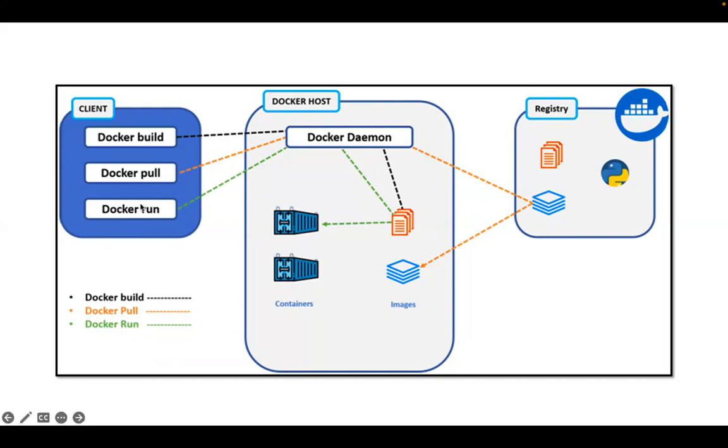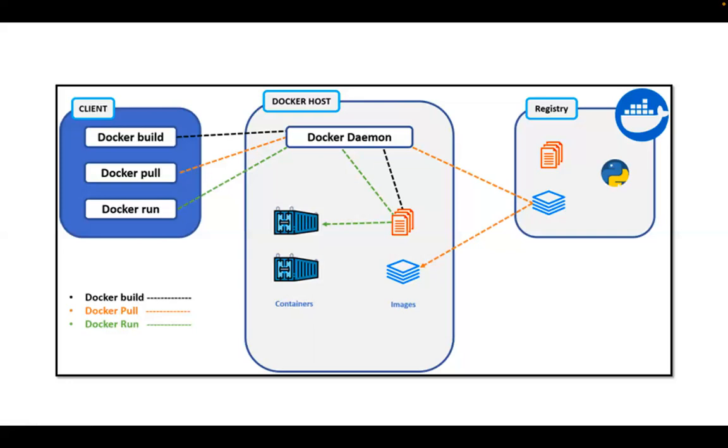When we execute these things on the client side, it will talk with the Docker daemon, which is on the server side. If we are going to build, then the Docker daemon will build an image. If you're going to run, then the Docker daemon will create a container. Once the image is created, you can store it in the registry. We can store the image in the registry, and then pull the image from the registry and create the container. This is very beautiful and very easy to understand.